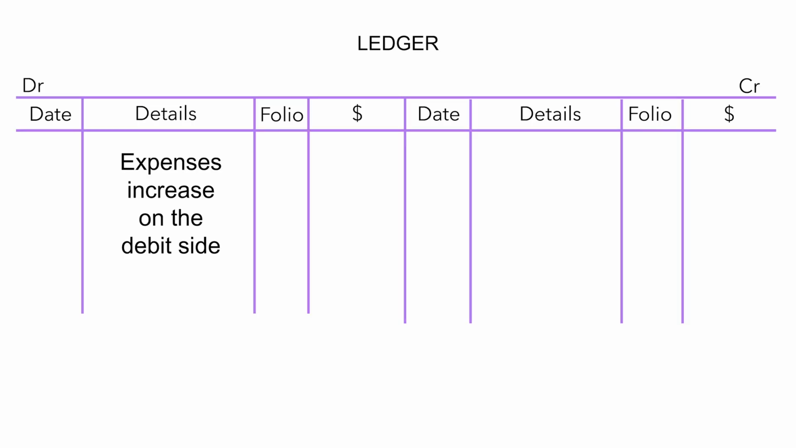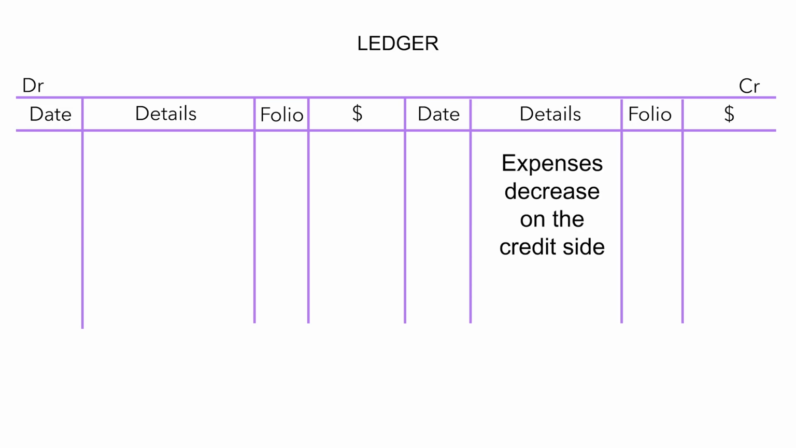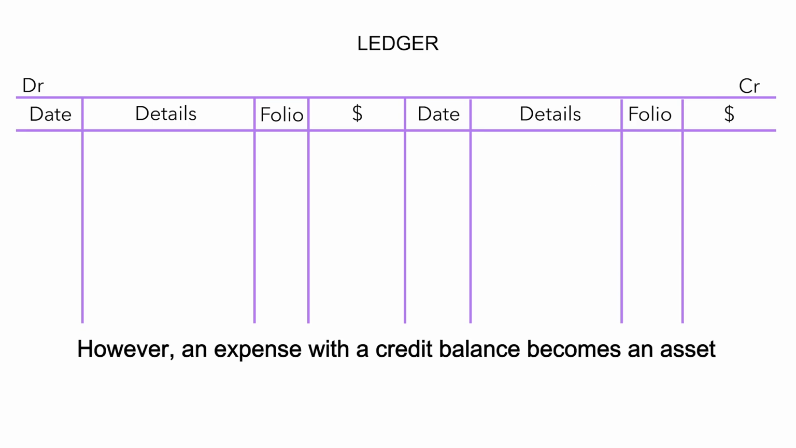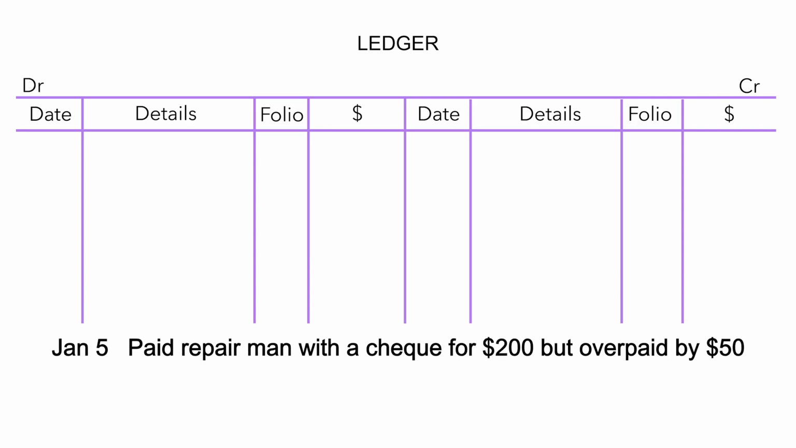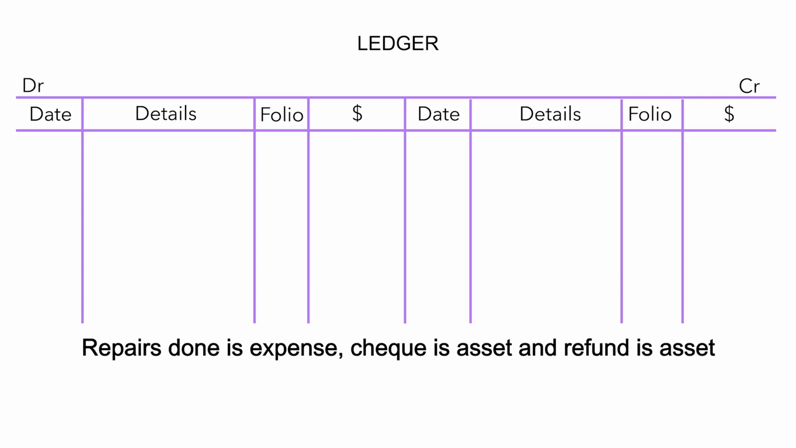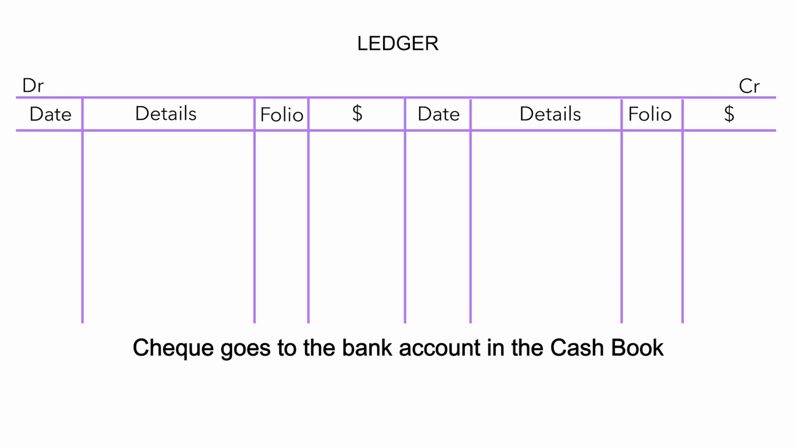Expenses increase on the debit side. Expenses decrease on the credit side. However, an expense with a credit balance becomes an asset. January 5th, paid repairman with a check for $200 but overpaid by $50. Repairs done is expense, check is asset, and refund is asset. Check goes to the bank account in the cash book.